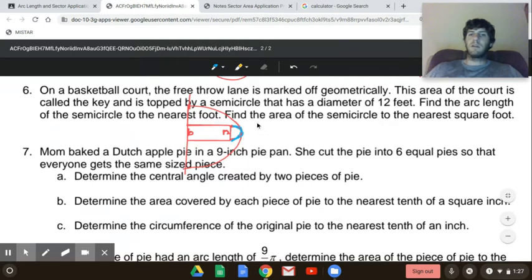And then they want you to find the area as well. So you're going to have to do the arc length formula and then the area formula. It's a half circle, a semicircle, so that's 180 degrees. Right? And then your radius is going to be half of the diameter. Diameter is 12, so the radius is going to be 6. Right? And then you're going to have to use the arc length formula to find the length of that semicircle, and then the sector area formula to find the area of that circle. Okay.